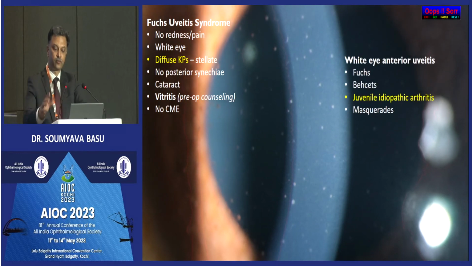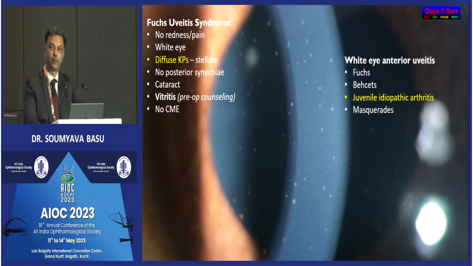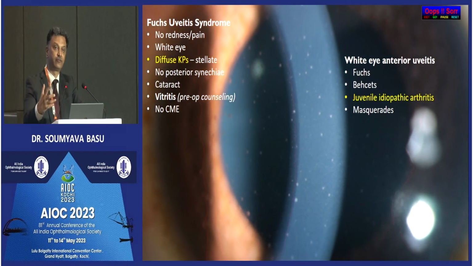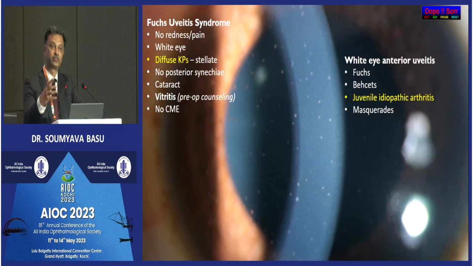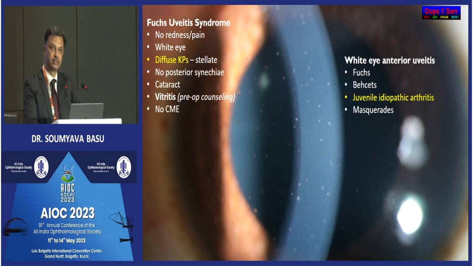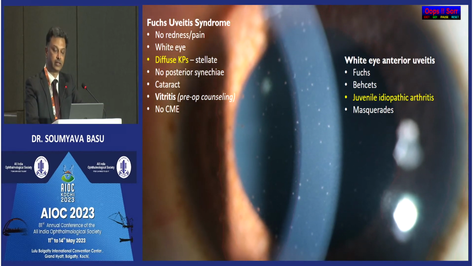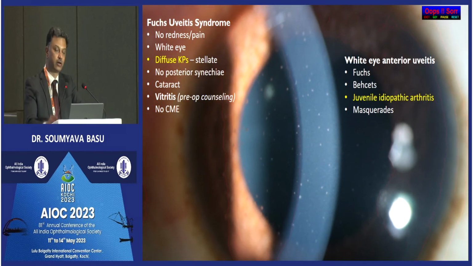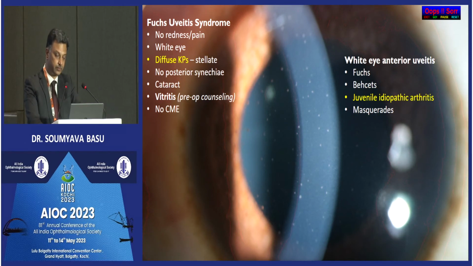The other causes of white eye anterior uveitis as well, apart from Fuchs, are Behçet's disease, which, while it may have very significant intraocular inflammation, does not have much circumciliary congestion. Similarly, juvenile idiopathic arthritis in children, and all the masquerades will generally not have any red eye, as you see in other forms of uveitis.